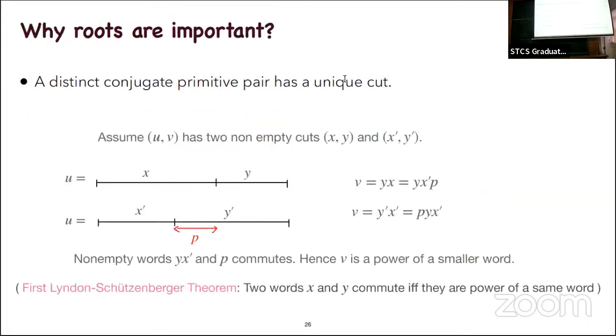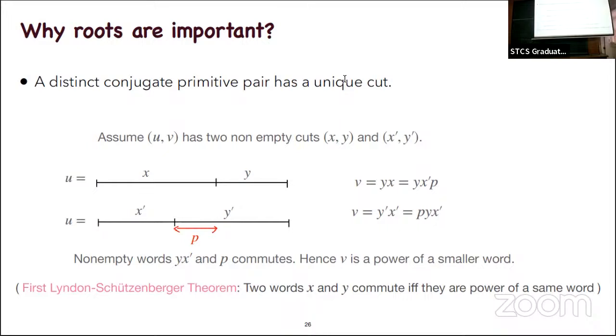Because roots make our life easier. In the beginning, we observed that whenever you have a pair UV, there can be several cuts. But whenever you have a primitive pair that is conjugate, then it has a unique cut. You cannot have more than one. The reason is, imagine U and V has two non-empty cuts, x, y and x prime, y prime. And this is a typical kind of argument.